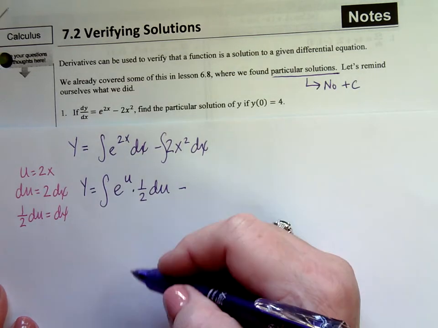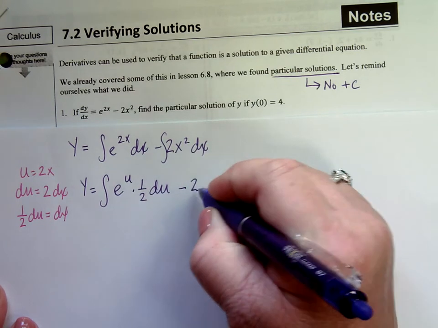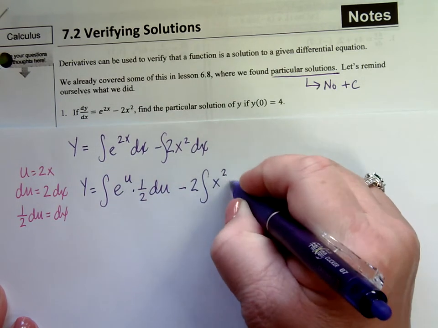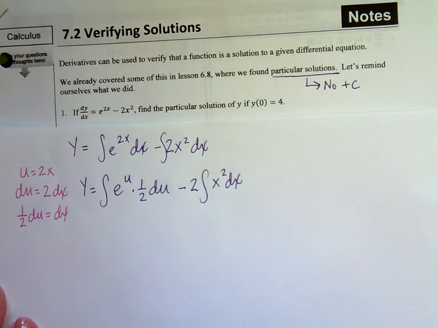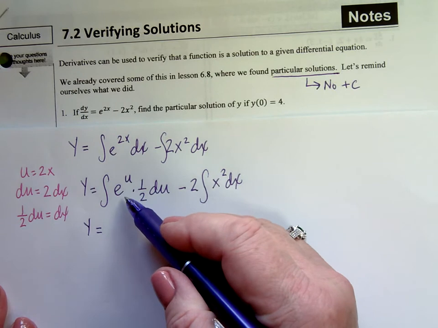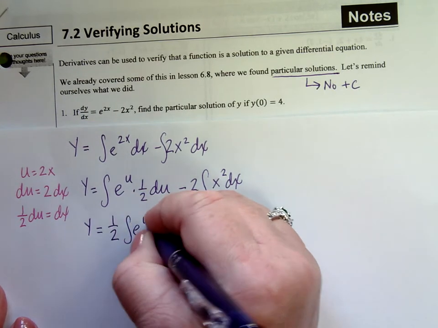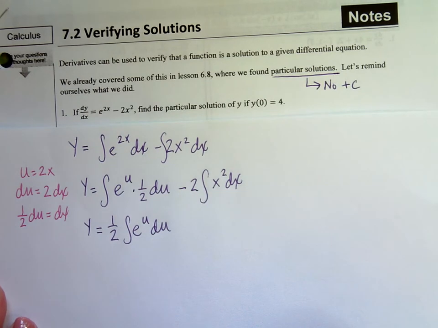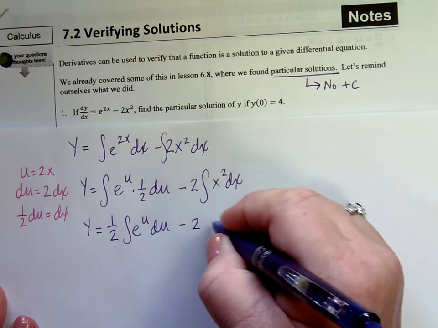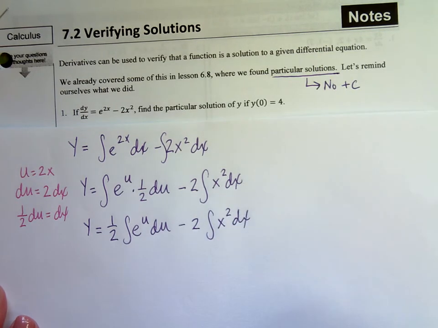Now you can keep going with that particular term. You can move on with the next term. Constants can come out in front, so 2 times the integral of x squared dx. That would be my next take on this. Now I'm going to keep going. Next one is the 1/2 can come out in front. The integral of e to the u du is what I've got going on there. Minus 2. I'm not going to do anything with this guy yet. The integral of x squared.